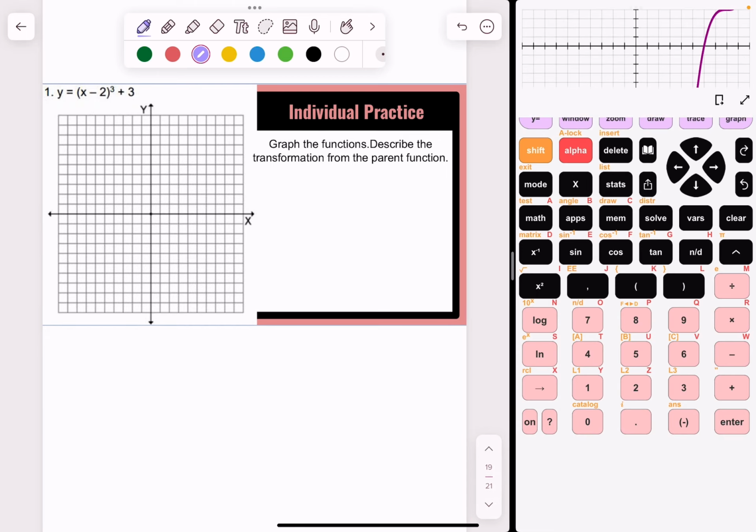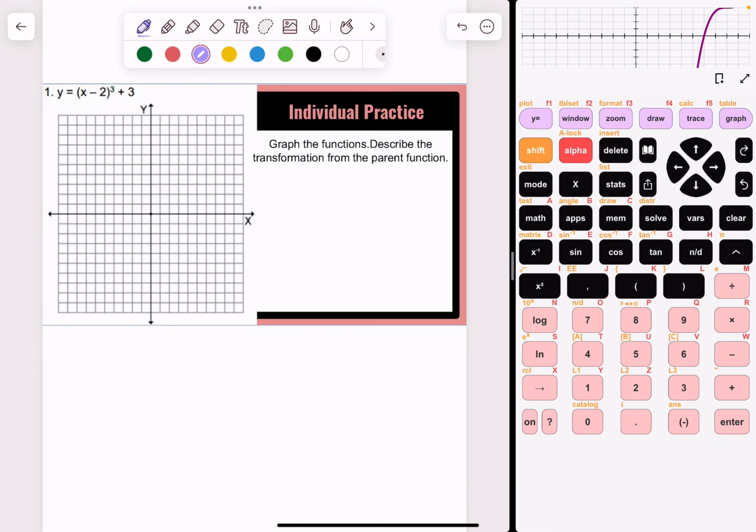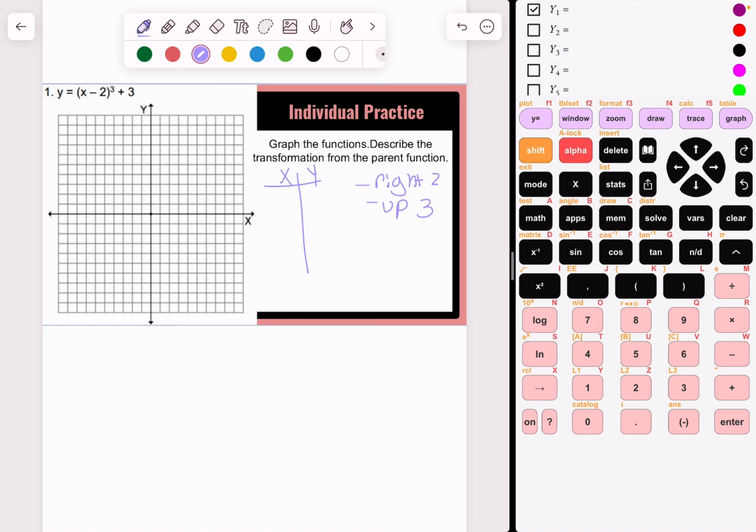Alrighty. So first, let me just list the transformations. The -2 on the outside means that our graph is going to go right 2. The -2 on the inside of the parentheses means the right 2, and the 3 on the outside means we go up 3. Now let's make our table. x minus 2 to the third power plus 3. Now let's go ahead and look at the table.